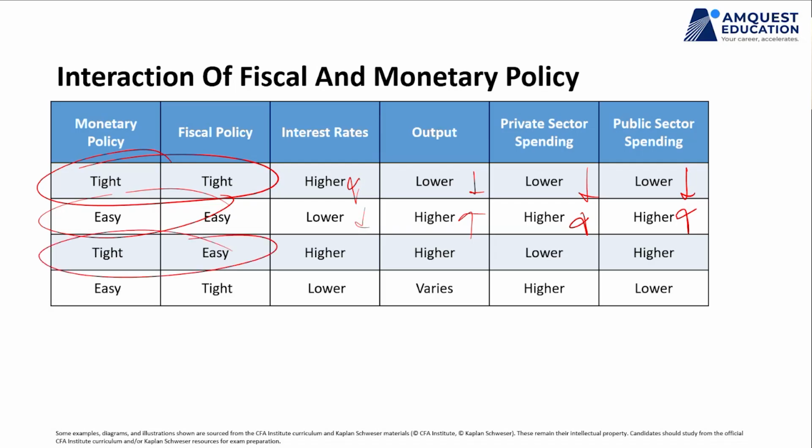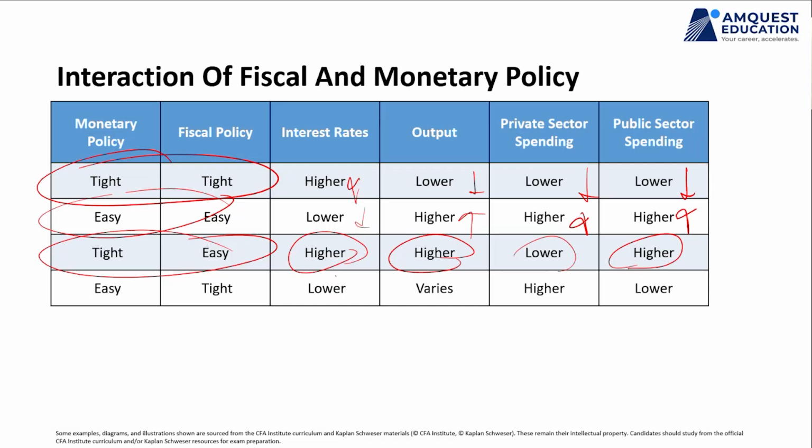Monetary policy is tight, but fiscal policy is very good. Now remember, monetary policy is tight, so interest rates are high. Fiscal policy is good, so output is also high. Clear? And obviously, apart from that, private and public sector spending would change. But remember, it's about making sure that interest rates and output are critical.